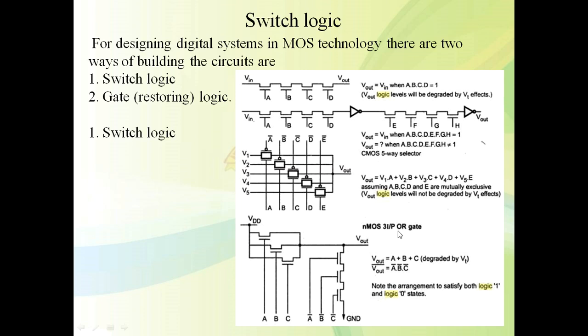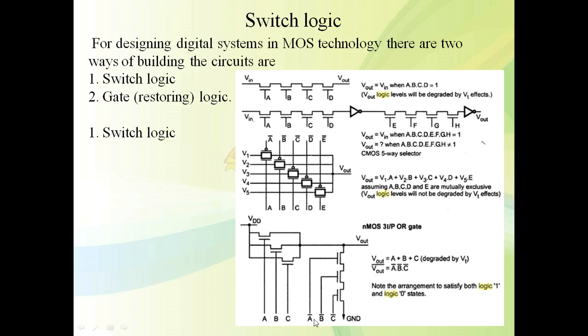And here is one more circuit, an NMOS 3-input OR gate. For the OR gate, all the n-type transistors are connected in parallel. So here there is a possibility of degrading. There is a possibility that VO is equal to VDD minus VT, that will be here, and here will be ground level. So you can see the equation, that is V out is equal to A plus B plus C. No problem, theoretically we can get that.